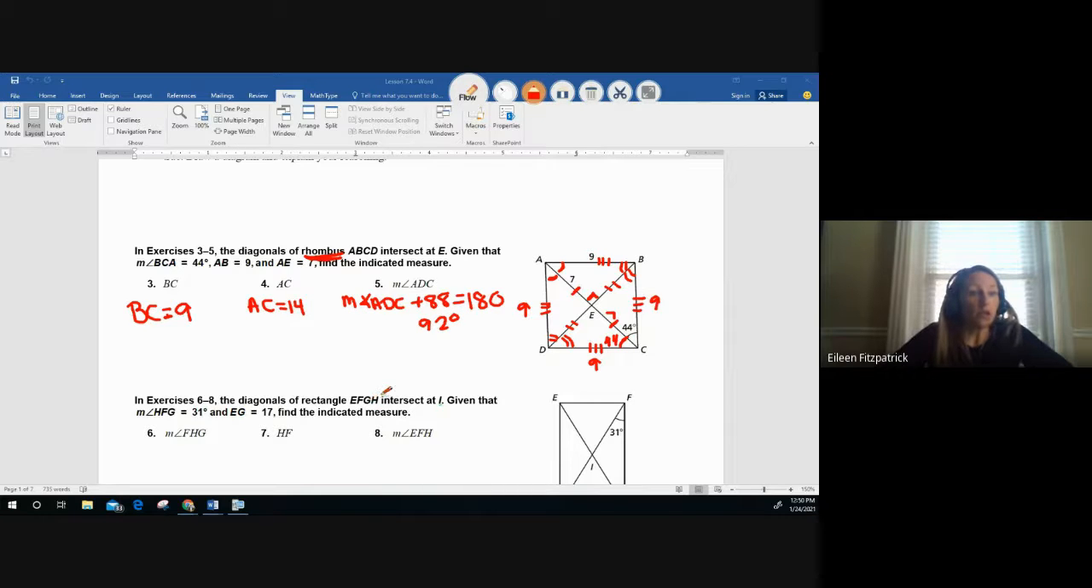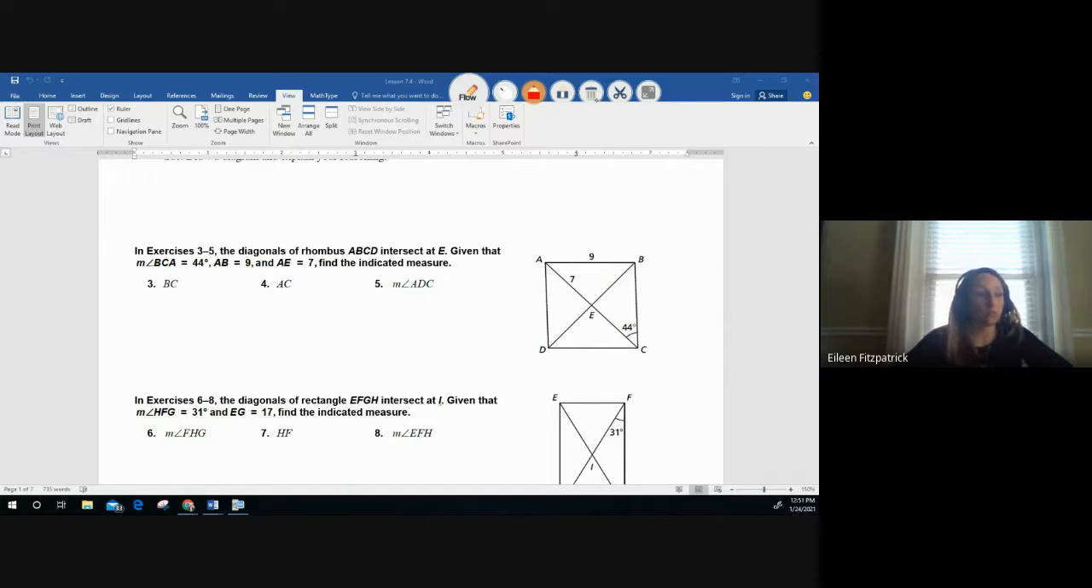Okay. You could also figure it out because of the fact that we have diagonals that are perpendicular. This is a 90-degree angle. So if you want to just focus on this triangle, this angle's 90, this angle's 44. Add them together, subtract from 180 to find this angle, and then double it to get these 2 angles together, which is what we're looking for. Okay, so lots of different approaches here. It kind of depends on how you see the problem.